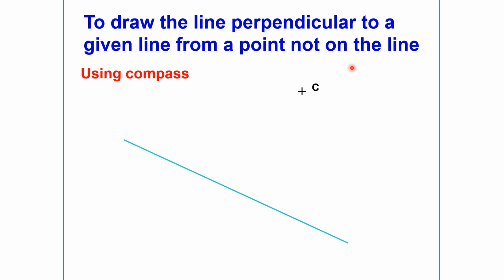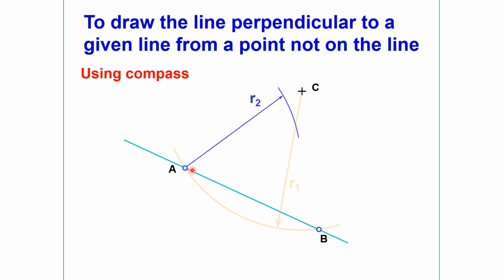To draw a line perpendicular to a given line from a point not on the line. The point is not on the line, but we have to draw a perpendicular line from this point. Here make an arc greater than the distance from this point to this line. Open the compass with a radius greater than that distance, then make an arc. You will get two points.